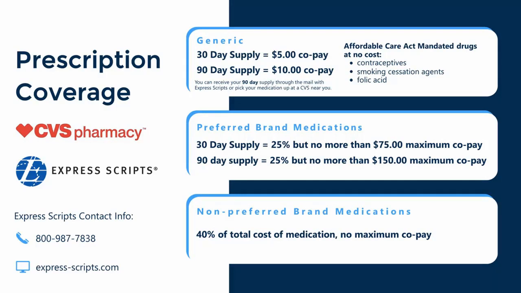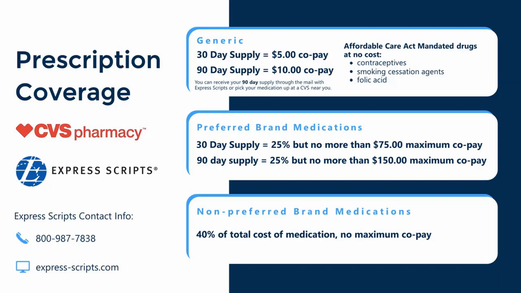For a 90-day supply, you pay 25% of the drug, but never more than $150. The important thing to know about a 90-day supply: any drug you fill more than 3 times, you're required to use one of 2 avenues. That's why they're listed here on the left. It's either Express Scripts mail order or CVS walk-in pharmacy. I bring that up because if you fill the drug on the 4th time and you don't use one of those 2, you're going to pay 100% of the cost of the drug.